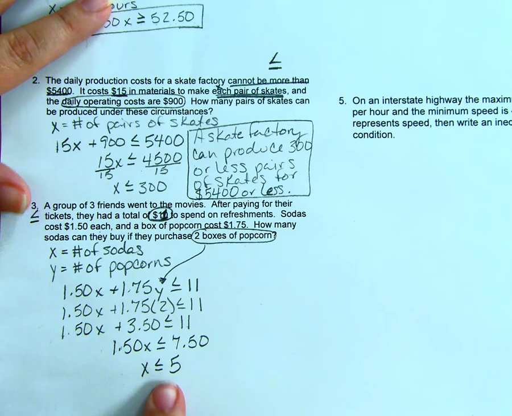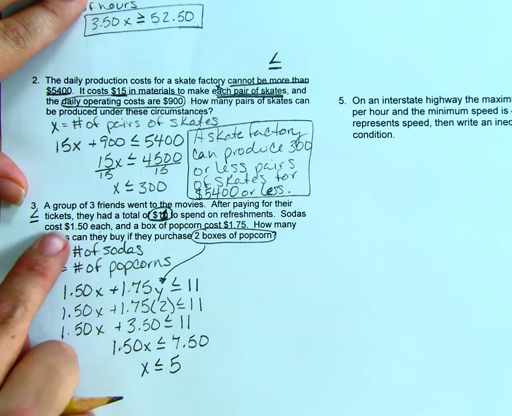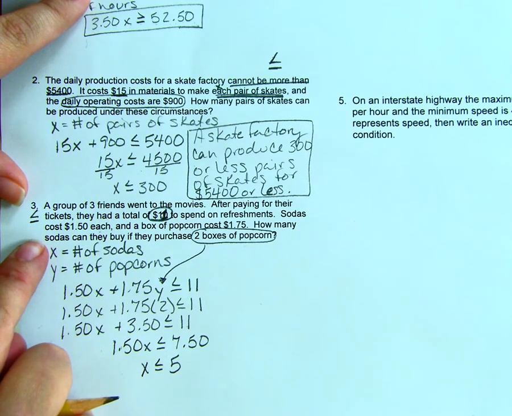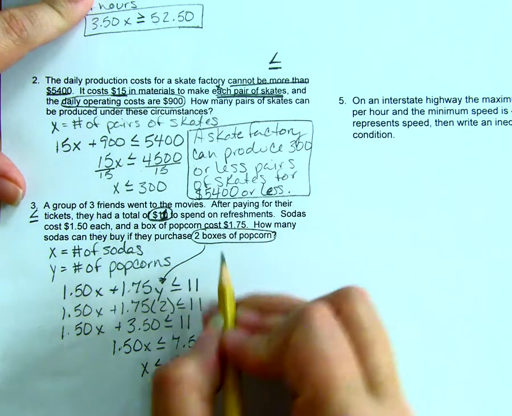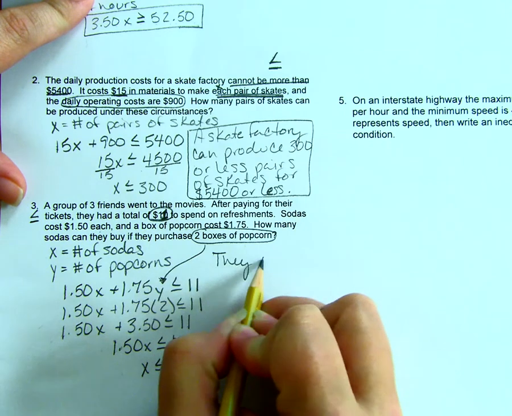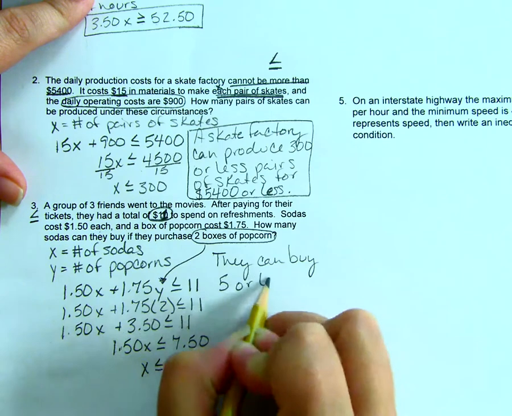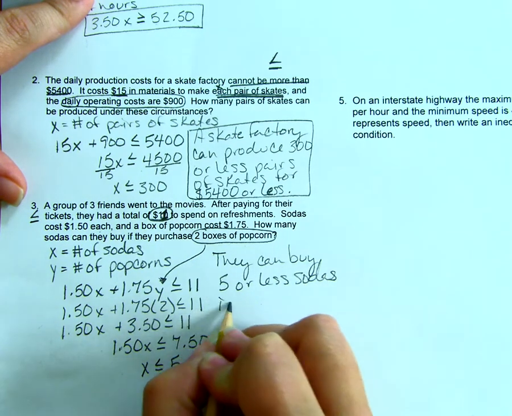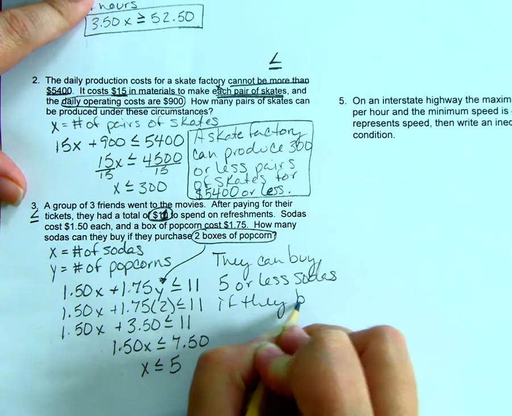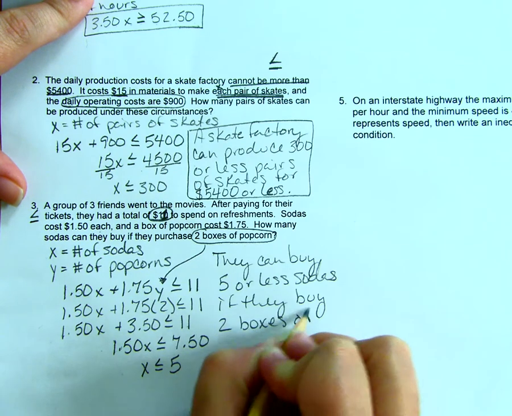Now I have to give it back in words so I know what the number means. Because in this case, when we say x is less than or equal to 5, what we're saying is that they can buy 5 sodas or less. Which, to be honest, if there's 3 people going to the movies, they're probably going to want to buy 3 sodas, right? So we're going to write a statement that says, they can buy 5 or less sodas if they buy 2 boxes of popcorn.